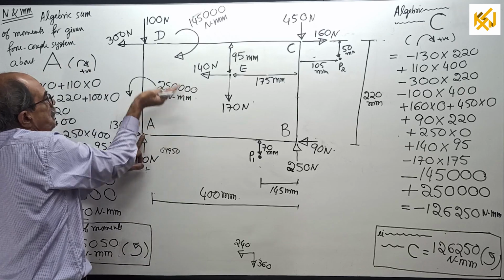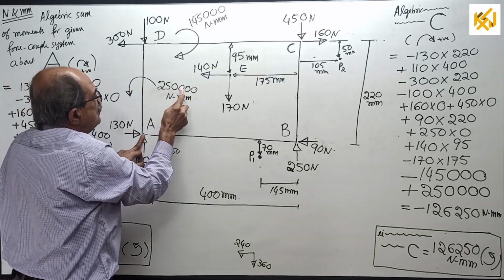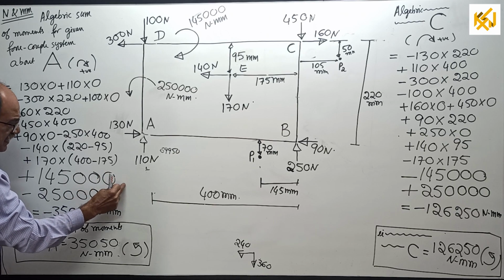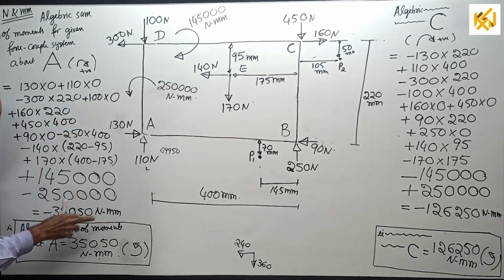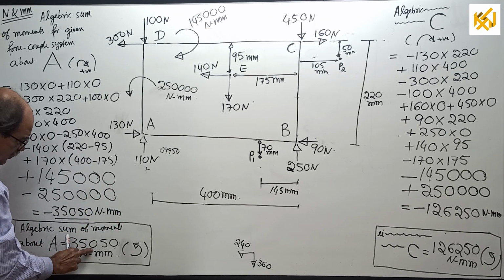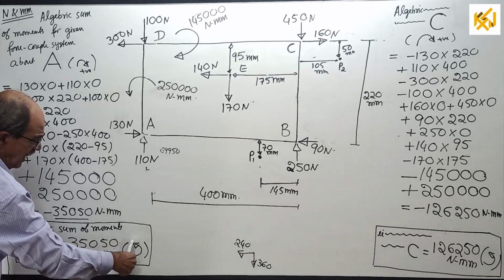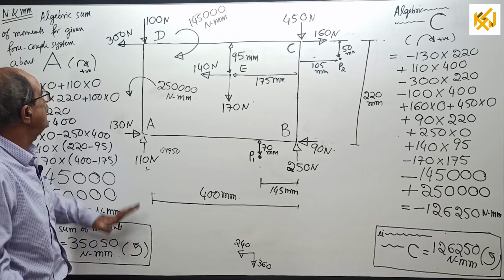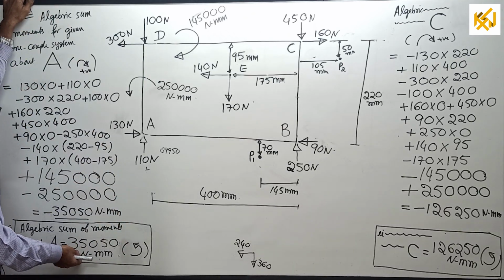145,000 minus 250,000. I have written here, you can see that multiplying by distance is not there. It will come minus 35050. That means the moment about A is 35050 Newton millimeter anti-clockwise. This I explained last time only. Okay, see, this I calculated.